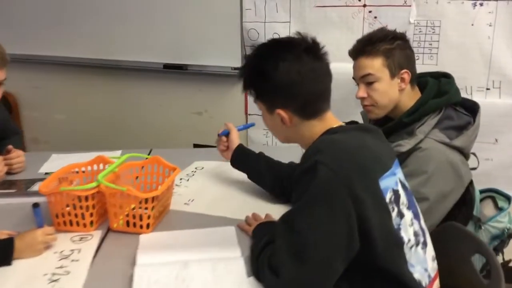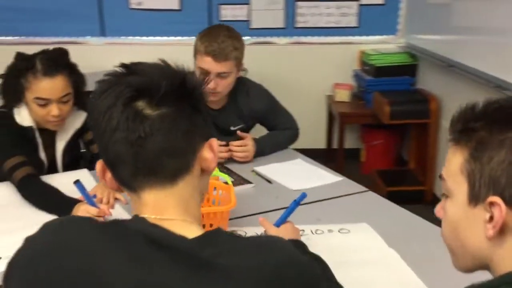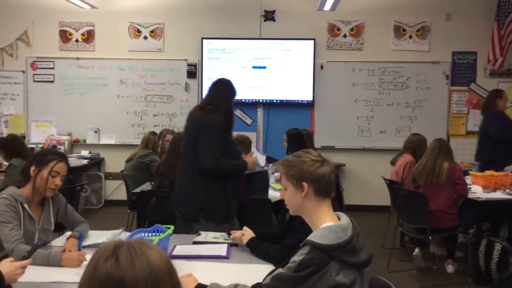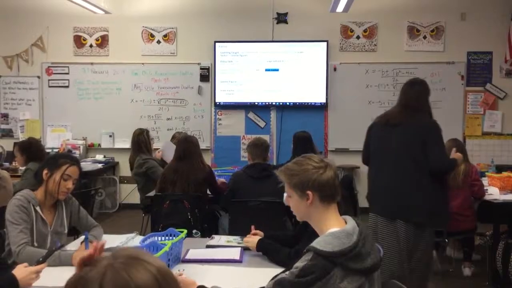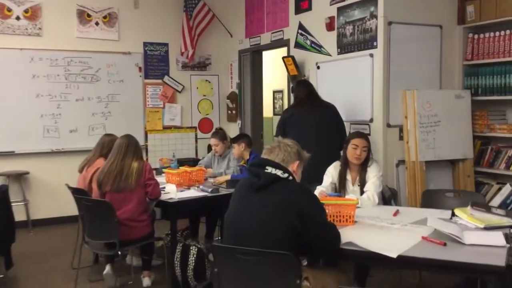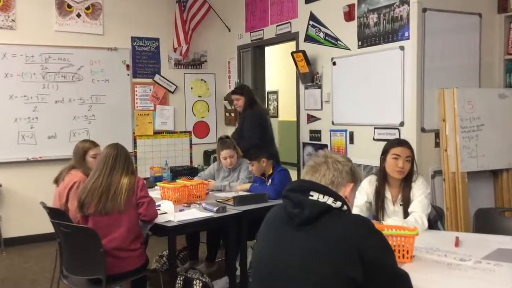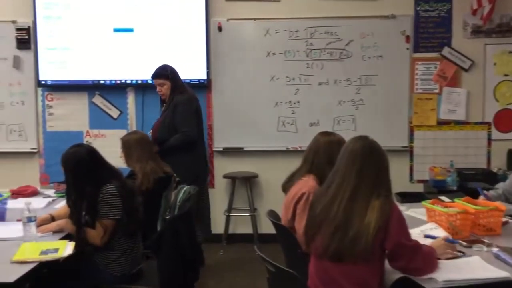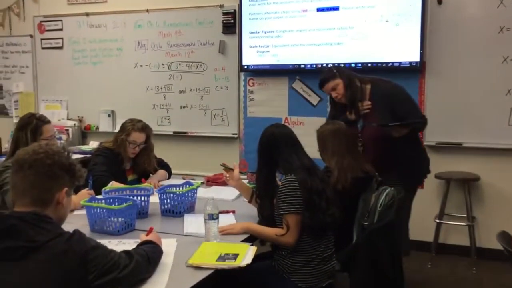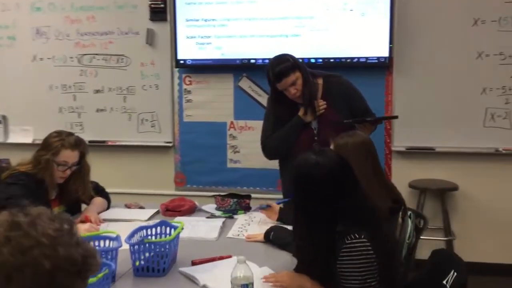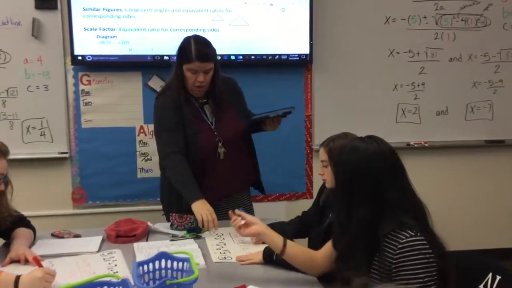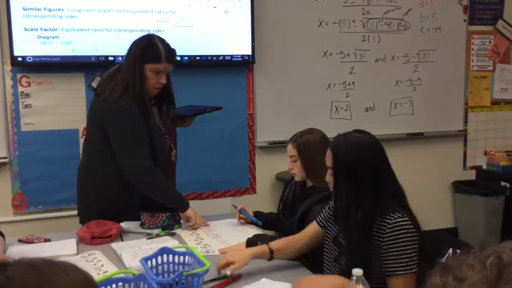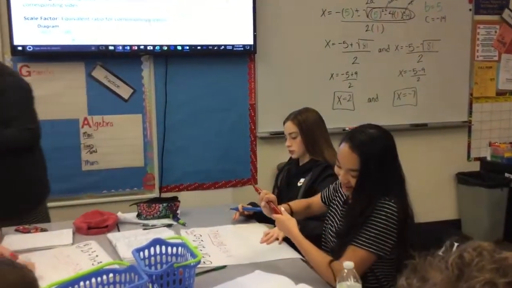Okay, make sure you're keeping your answers in exact form. So if you don't get a perfect square, that means you're going to have a radical in your answer. And I just put 1 negative, right? She forgot part of her steps. Okay, you forgot the denominator, there you go.